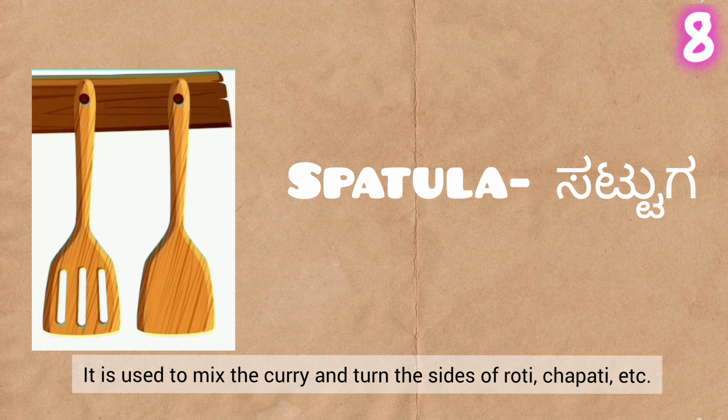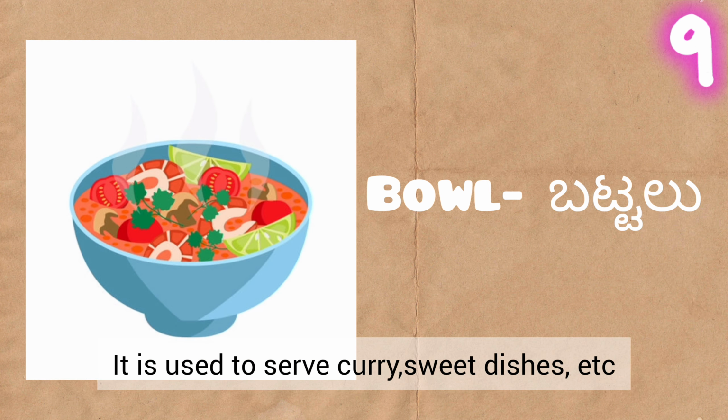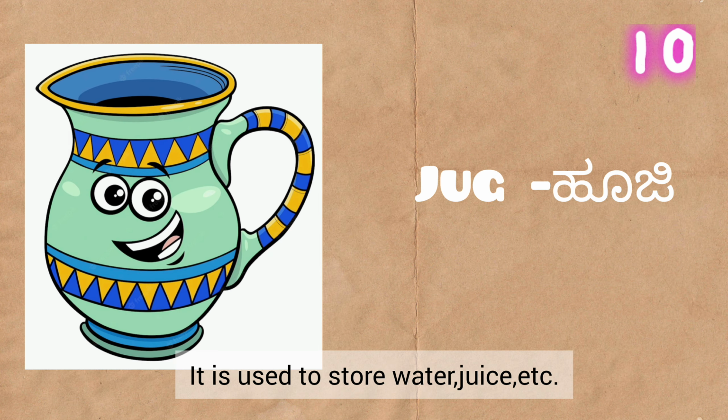Spatula, sattuga. It is used to mix the curry and turn the sides of roti, chapati, etc. Bowl, battalu. It is used to serve curry, sweet dishes, etc. Jug, huji. It is used to store water, juice, etc.